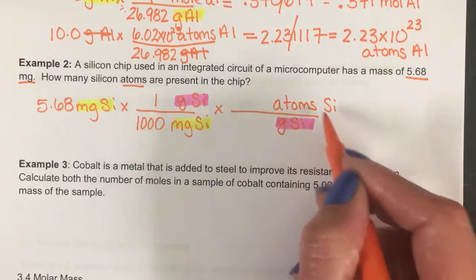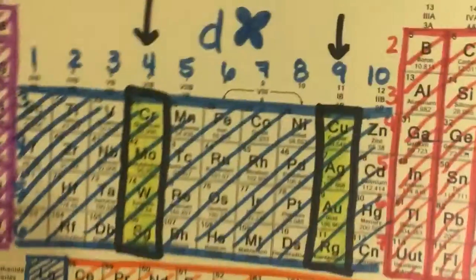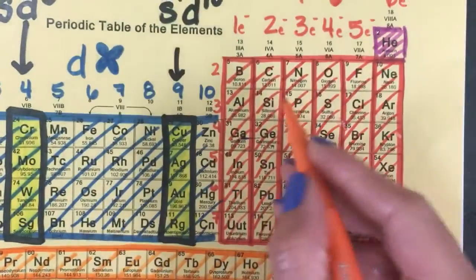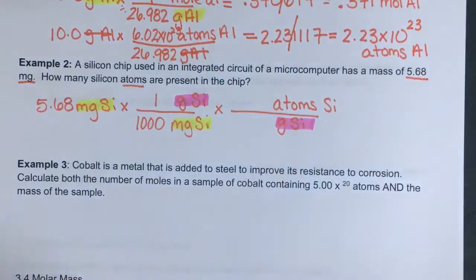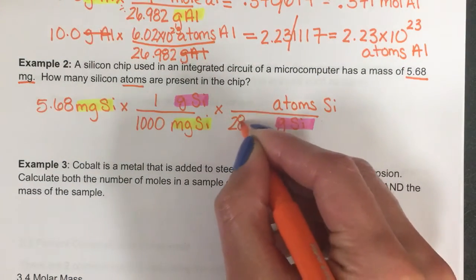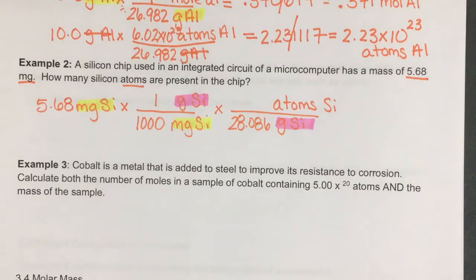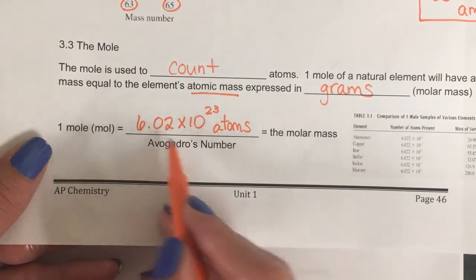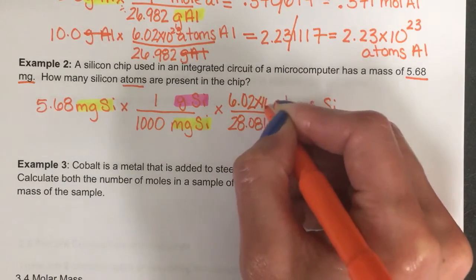Anytime I see grams, I know that that number has to come from the periodic table. If I look on the periodic table, silicon has a mass of 28.086. And I know that the number from the periodic table is always equal to Avogadro's number, 6.02 times 10 to the 23rd.